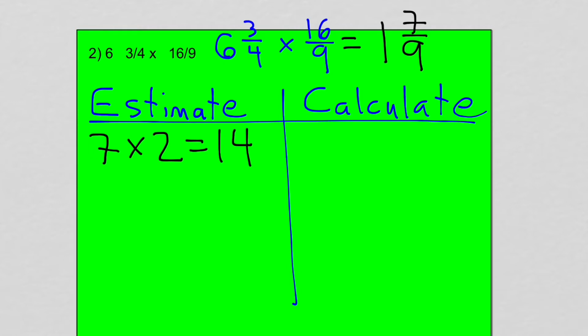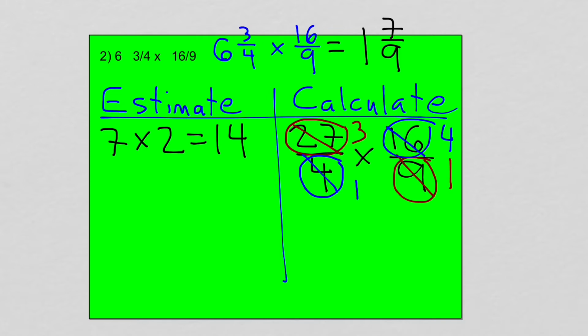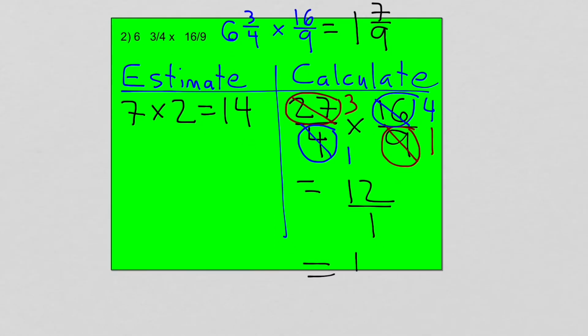To calculate, both have to be improper fractions. So 6 times 4 is 24, plus 3 is 27, over 4, times 16/9. Now this is still a non-calculator unit, so I want to simplify my diagonals. I'm allowed to use my golden factor sheet if I want. So 27 and 9 will simplify. I can divide them both by 9. 9 divided by 9 is 1. 27 divided by 9 is 3. And 16 and 4 will simplify. 4 divided by 4 is 1. 16 divided by 4 is 4. Multiply the 3 and the 4 and the 1 and the 1. That's 12/1, and 12 divided by 1 is 12. And that matches up nicely to our estimate.